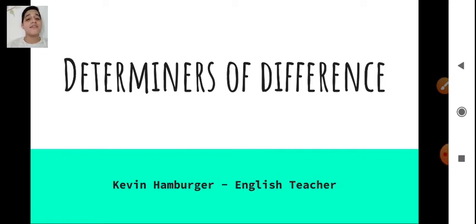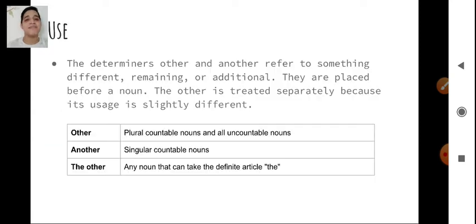So today's class is gonna be about, guys, determiners of difference. So let's go ahead and see what happens with this. For the determiners of difference, we have three of them: other, another, and the other. So let's see what is the use for those determiners.